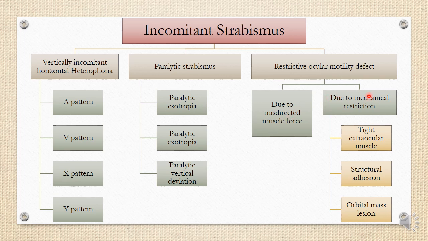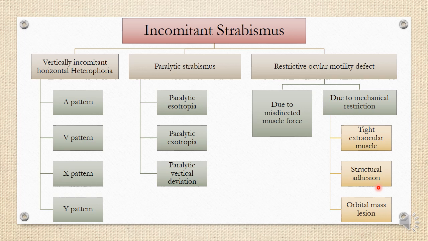Restrictive motility, again, is due to mechanical restriction, which could be because of a tight extraocular muscle, structural adhesion, or orbital mass. When we say the term tight extraocular muscle, these are generally because of the different syndromes which are present, or it could be because of congenital cranial dysinnervation disorder.